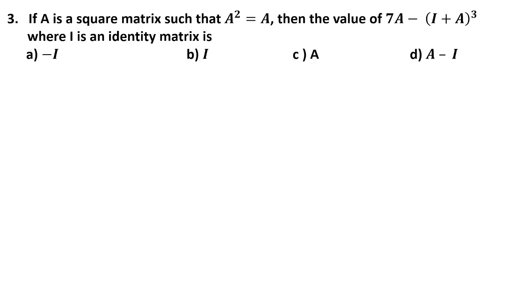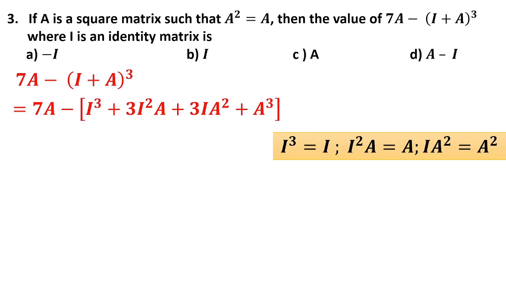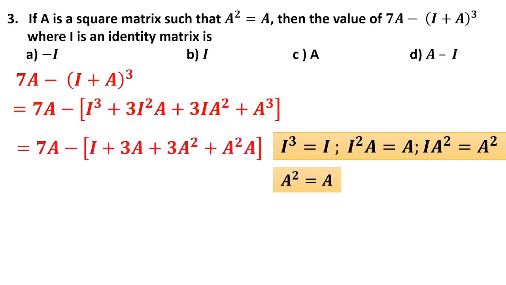Question number 3. If A is a square matrix such that A² = A, then find the value of 7A − (I + A)³. Let us expand the given expression. It is I³ + 3I²A + 3IA² + A³. Now I³ is I, I²A is A, then IA² is A². When you multiply any matrix with the identity, you will get back the same thing. I'm making use of that and simplifying it.